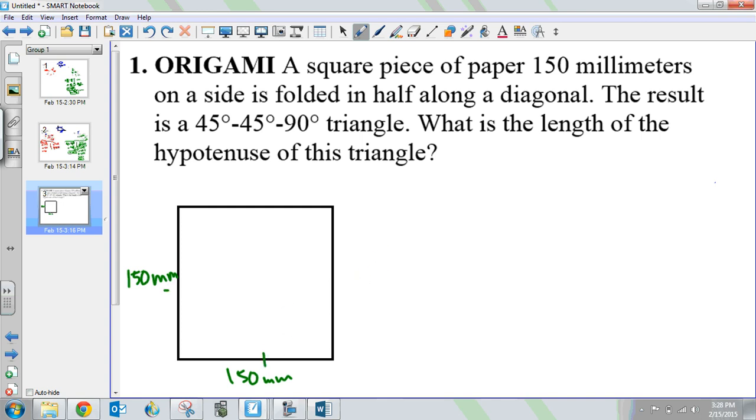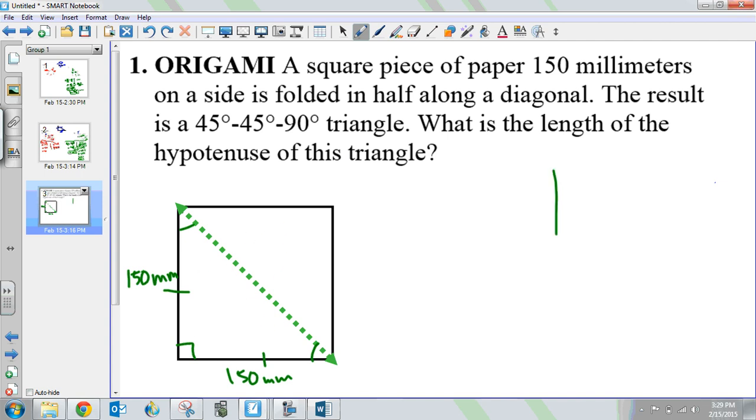But what we end up doing is it says it is folded in half along a diagonal. Okay, so if I imagine that that's a straight line, we're going to cut along this diagonal here. There we go. That's a lot better. Then the result is a 45, 45, 90 triangle, and I agree. So if I bisect a square, these two angles are congruent, these two sides are congruent, I have a 45, 45, 90 triangle. What is the length of the hypotenuse?